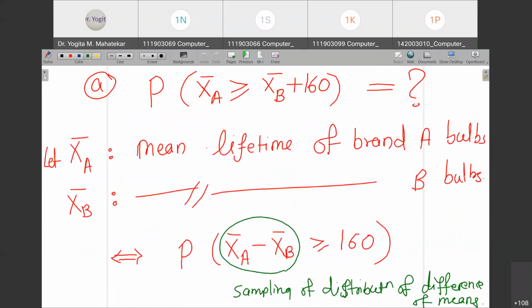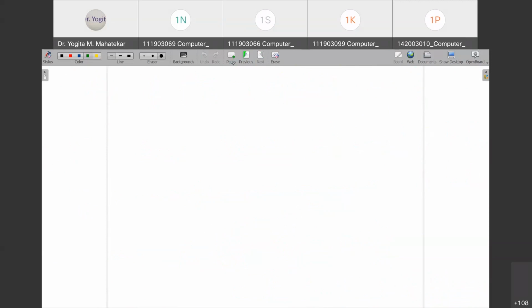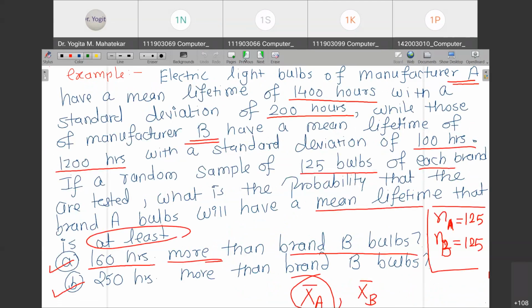How will you write Z? You will approximate it with a normal random variable Z. How to normalize? I told you just now, the extension of the central limit theorem to the difference of means that you need to apply. So what is the mean that you will take for the difference of means? XA bar minus XB bar is actually the difference between the population means, mu A and mu B. So what is the mean lifetime of the first manufacturer? What is mu A? Mu A is 1400 hours.